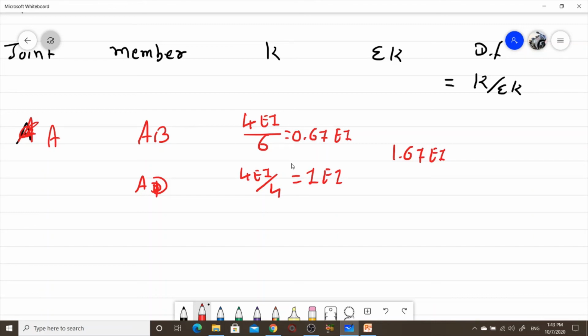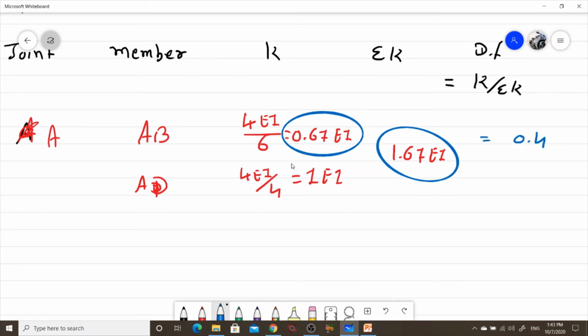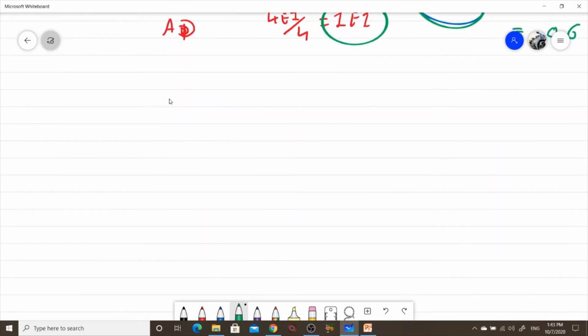Right now we will find the distribution factor for AB: 0.67 divided by 1.67, so the distribution factor is 0.4. Second, for AD: 1 divided by 1.67, so the distribution factor is 0.6. Right now we are going to distribute the moment at joint A by these two distribution factors.